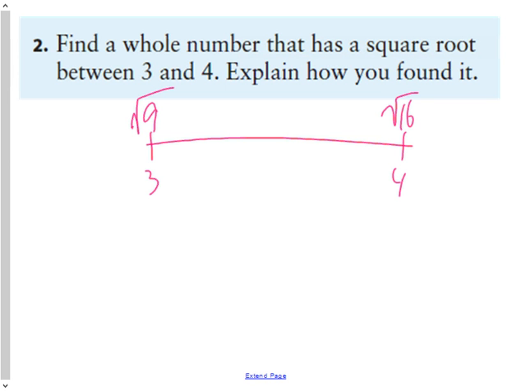Another way to rewrite it, and in fact, if I was making the textbook, I would have written it, find a whole number that has a square root of 3 decimal something. Instead of saying between 3 and 4, I'd rather say square root of 3 decimal something.